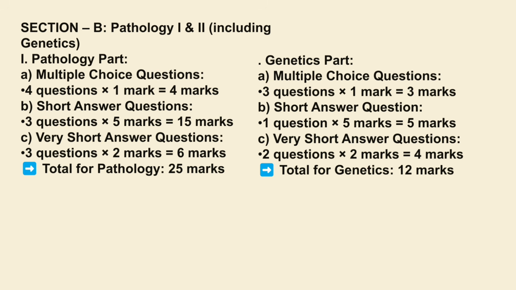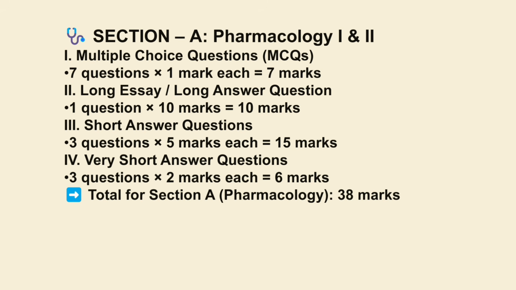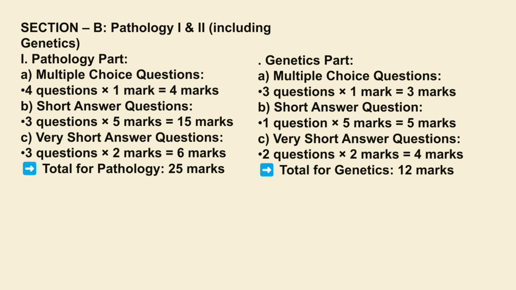And when it comes to Genetics, multiple choice will be given, 3 questions will be given, each carries 1 mark, so you get 3 marks. And one short question will be given, 5 marks, and 2 very short questions. That means 2 mark questions will be 2 questions, you get 4 marks. So total 12 marks. So when we combine Pharmacology, Pathology and Genetics, we have 75 marks.